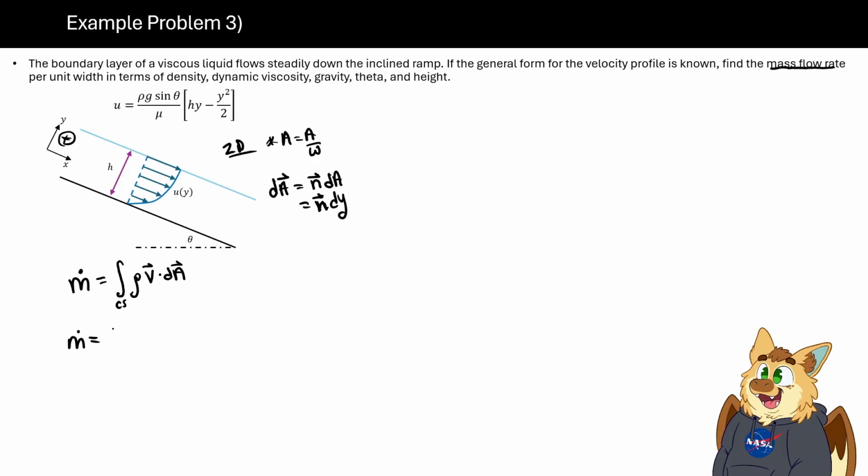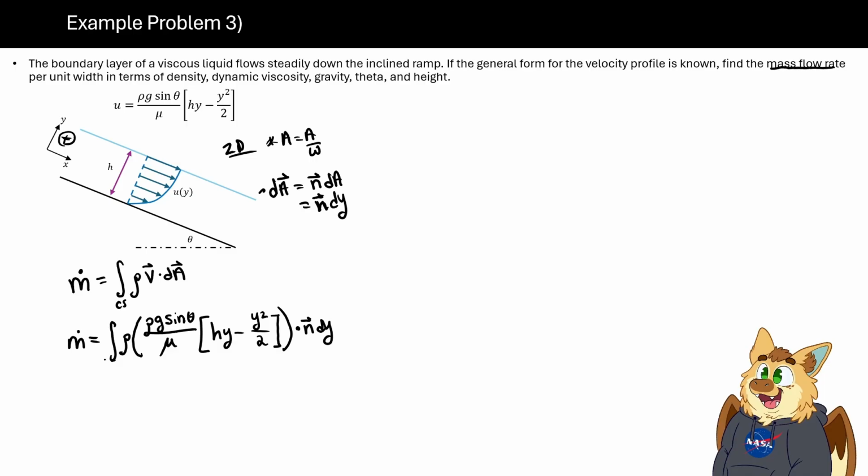So m dot is equal to our control surface integral. I'm just going to keep it as an integral now. I'm not going to write cs of rho times our velocity, and that's going to be equal to rho times g times sine theta divided by dynamic viscosity times hy minus y squared over 2, dotted with our normal vector times dy, based on what we saw up here.